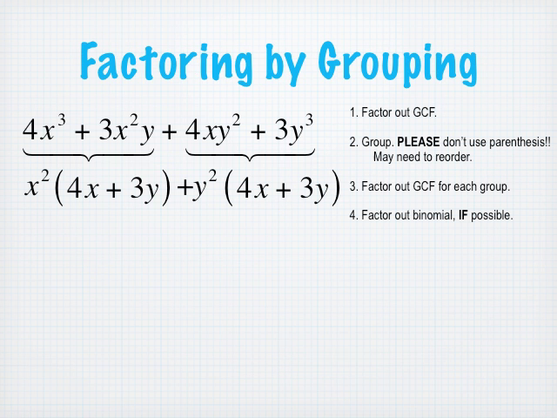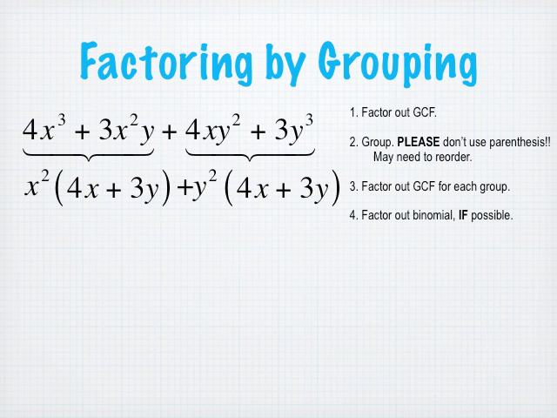Now what do you notice about these? First of all, how many terms are there? Now there's just 2 terms. We used to have 4 terms, but now we have 2 terms. The x squared times 4x plus 3y, that's all 1 term. The y squared times 4x plus 3y, that is the second term. So I have term 1 is the first half, and term 2 is the second half.